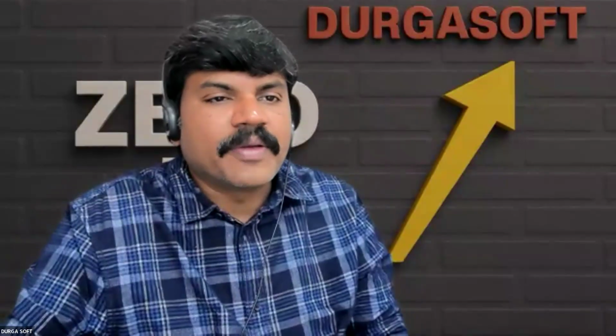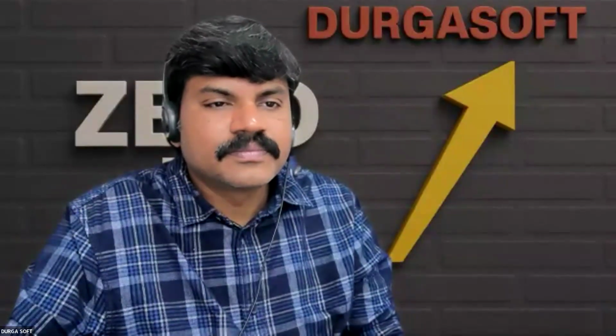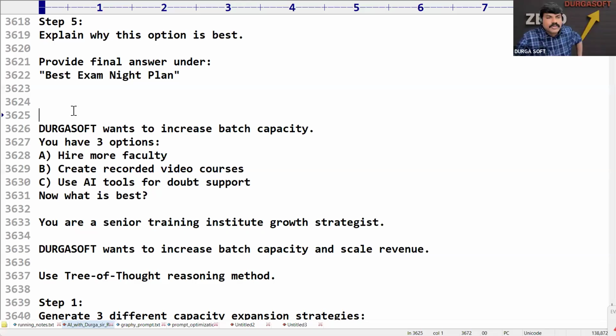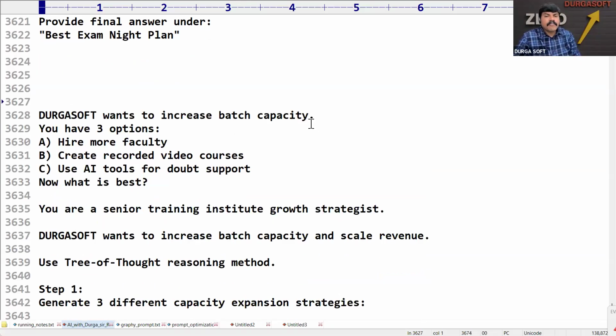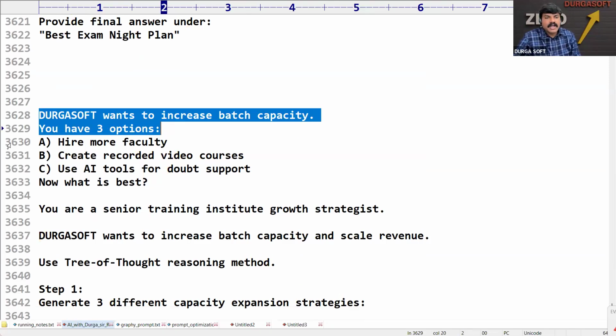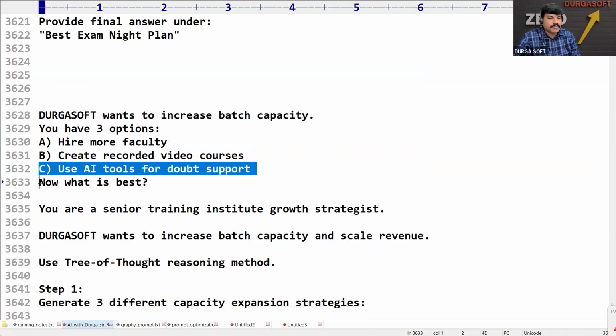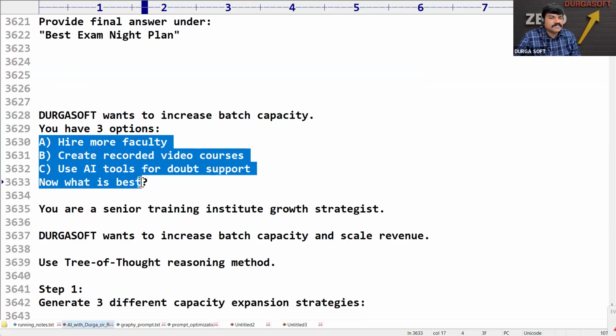Last prompt here. Just observe that. Wonderful example, especially for DURGASOFT. It's helpful. DURGASOFT wants to increase batch capacity. You have three options: hire more faculty, create recorded video courses, use AI tools for doubt support. Now, which is the best?